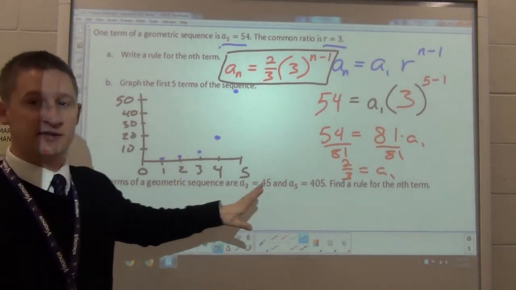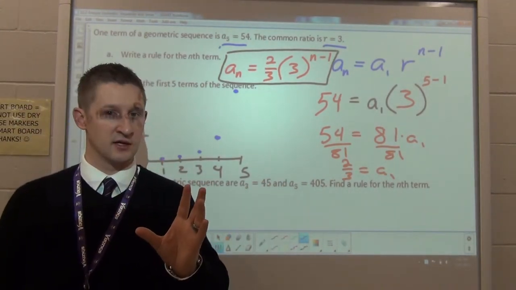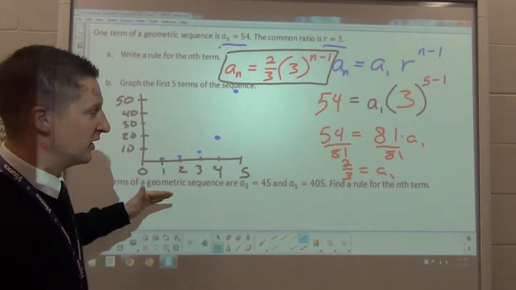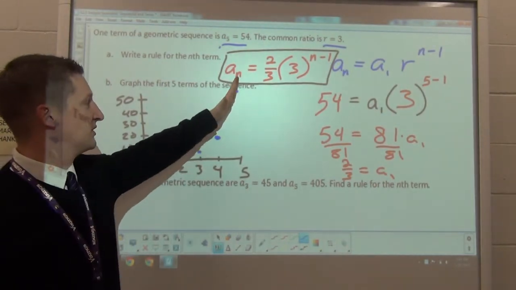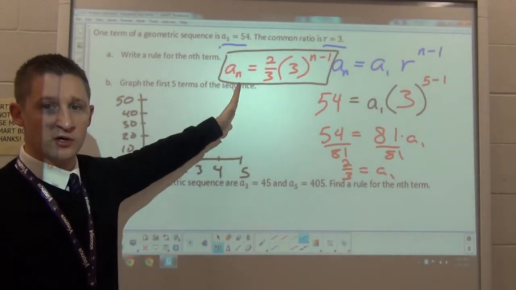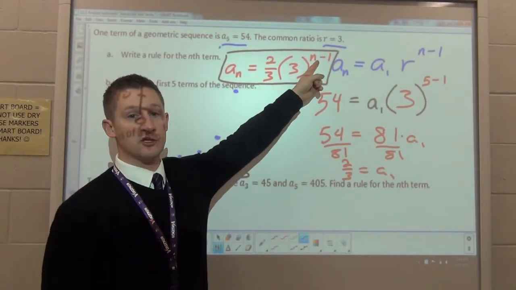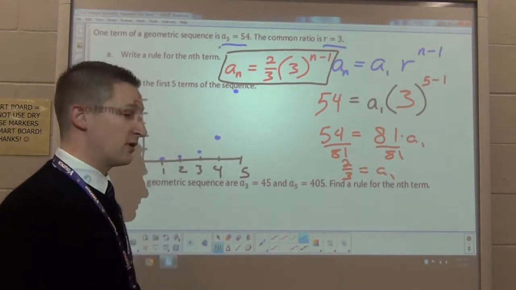Now as you look at these dots, first of all it's a sequence, so we should not connect them. They're just dots. There's nothing in between these integer input values. But if you notice the shape that this would take if we were to connect it, this matches up with the exponential growth functions that we looked at in chapter 7. And it should, because this is an exponential function and its base is greater than 1. So it should make sense as we graph it.